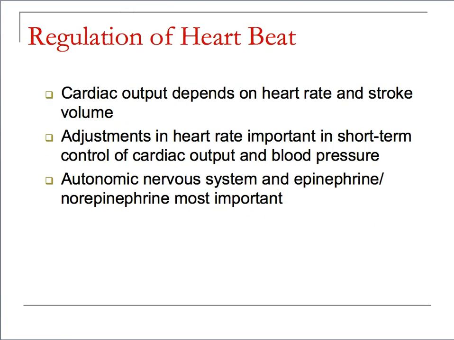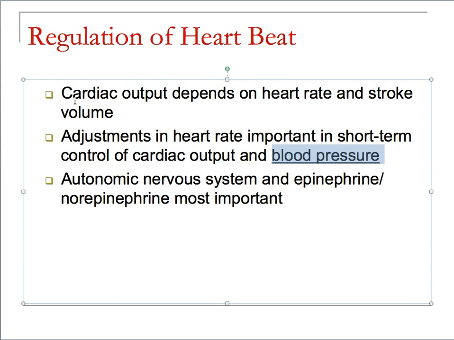How do we regulate all of this? Well, cardiac output depends on heart rate and stroke volume, and adjustments in heart rate in the short-term control of cardiac output are measured as blood pressure changes, right? Electrical and blood pressure changes. And the autonomic nervous system can change this by changing the effects of epinephrine and norepinephrine the most. Okay. So what do we mean by that?